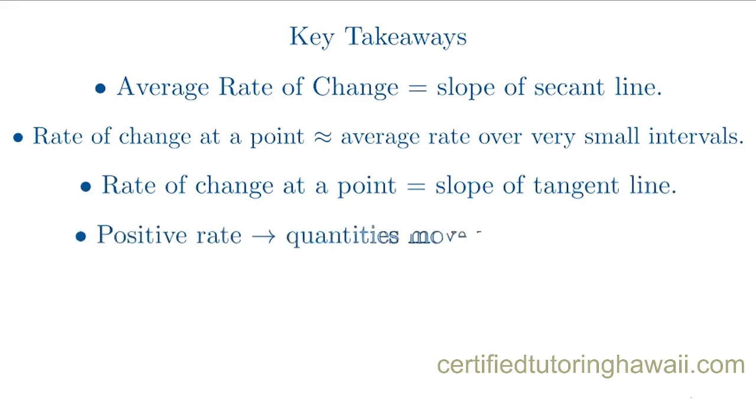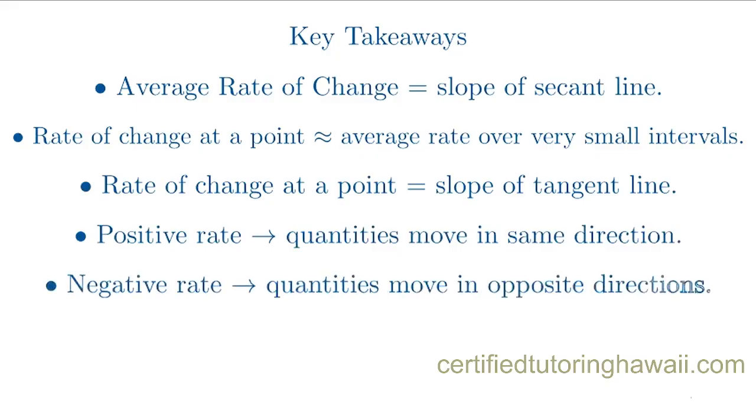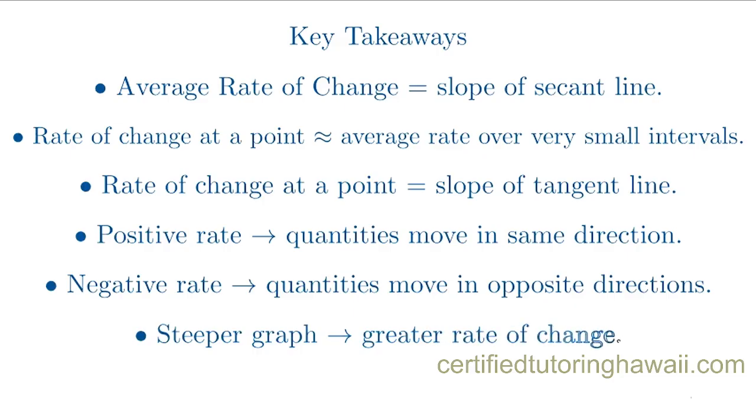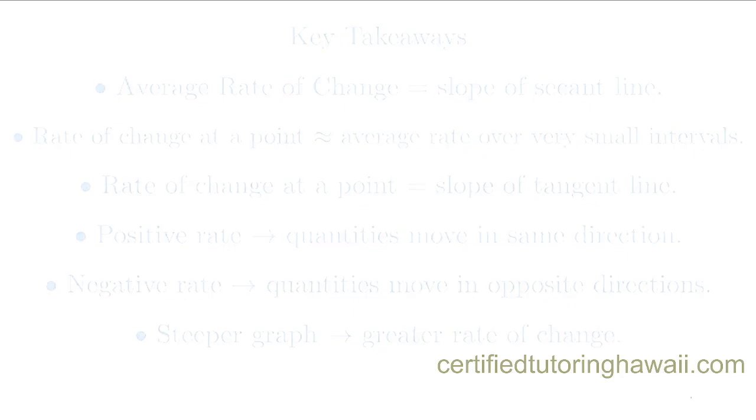We also saw how the sign and steepness of the rate of change describe the relationship between the quantities. A positive rate means they move in the same direction. A negative rate means they move in opposite directions, and a steeper graph means a faster change. These concepts of rates of change, secant lines, and tangent lines are the foundational building blocks for calculus. They help us understand and describe the world around us, from the speed of a car to the growth of a population.